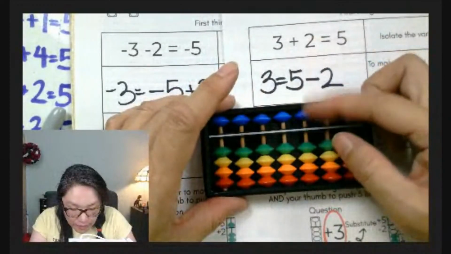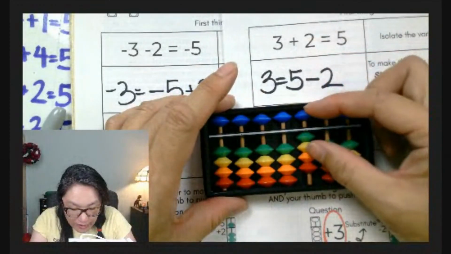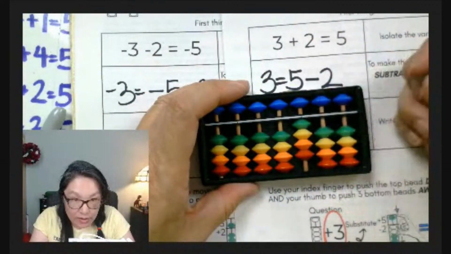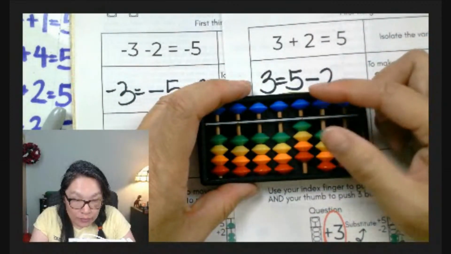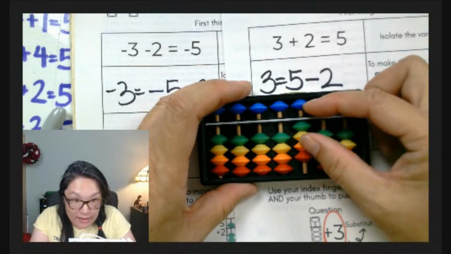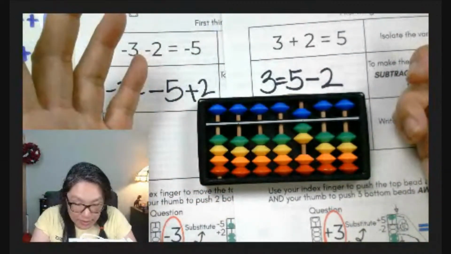So it's the same thing with the beads. We're going to add the 3 plus the 5 minus the 2, and then we're going to take away the 3. Add the 3, and then take away the 3. And that will be the pattern.